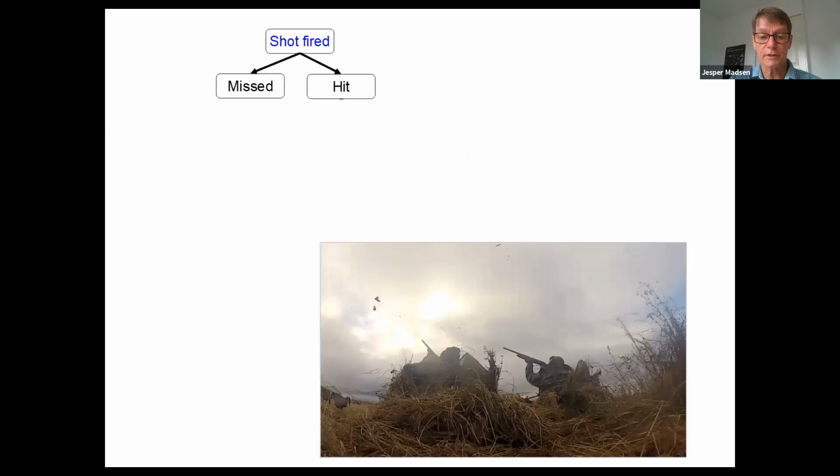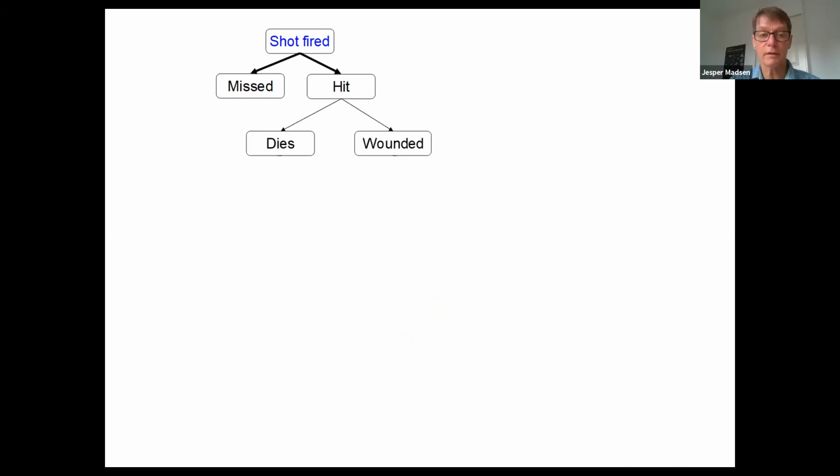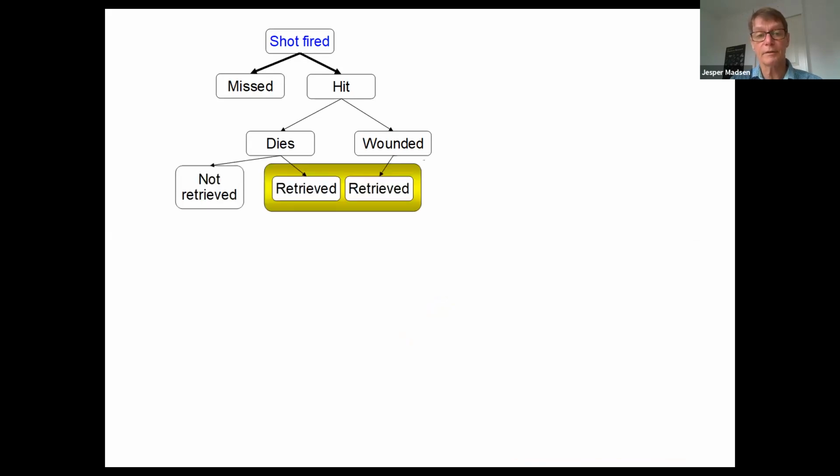So if you imagine that hunters are shooting at geese, then there'll be 2 options. Either you miss or you hit the bird. And if you hit a bird, then you'll observe maybe that it dies immediately, or you may observe or not that the individual is wounded. In most cases where birds die, these will be retrieved by the hunter, and so will also the wounded birds that are not able to continue their flight. Some of the birds that die may not even be found again because they are difficult to find in the vegetation, and they're not retrieved.